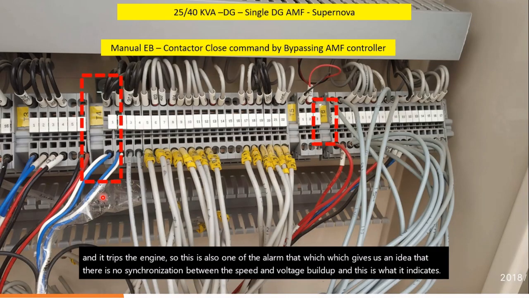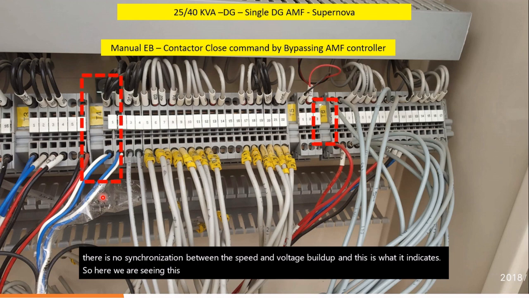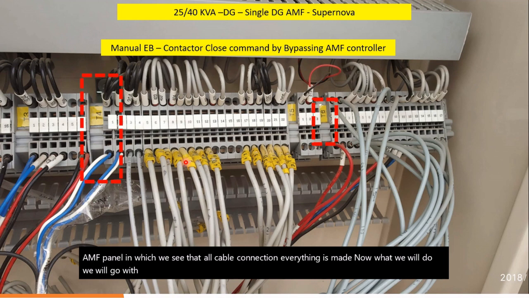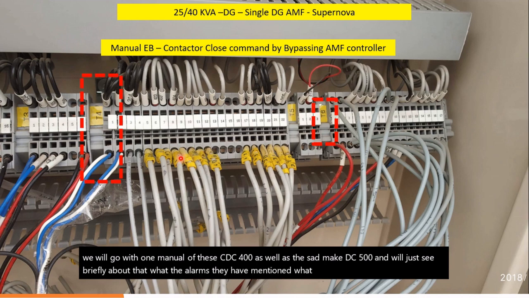So here we are seeing all these alarms on the AMF panel, in which we see that all cable connections and everything is made. Now what we will do, we will go through one manual of this CGC 400 as well as the Semac GC 500, and just see briefly what alarms they have mentioned and what troubleshooting is expected.